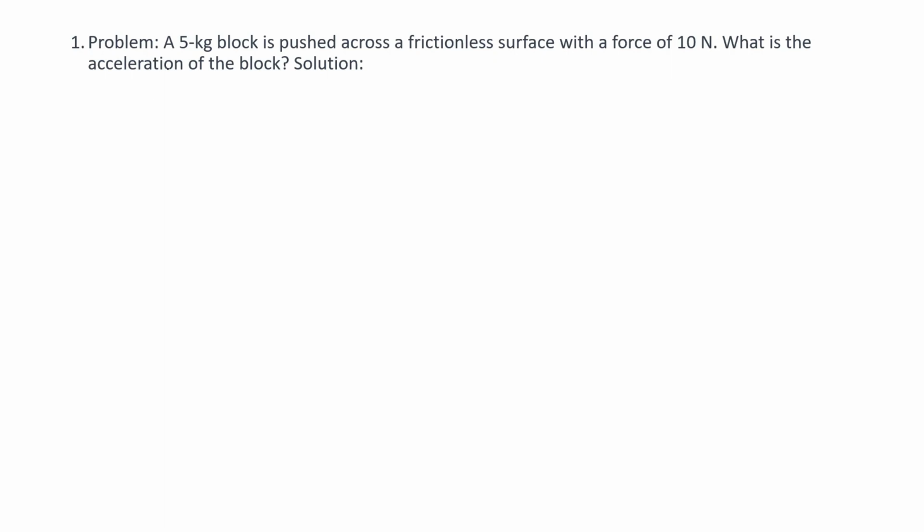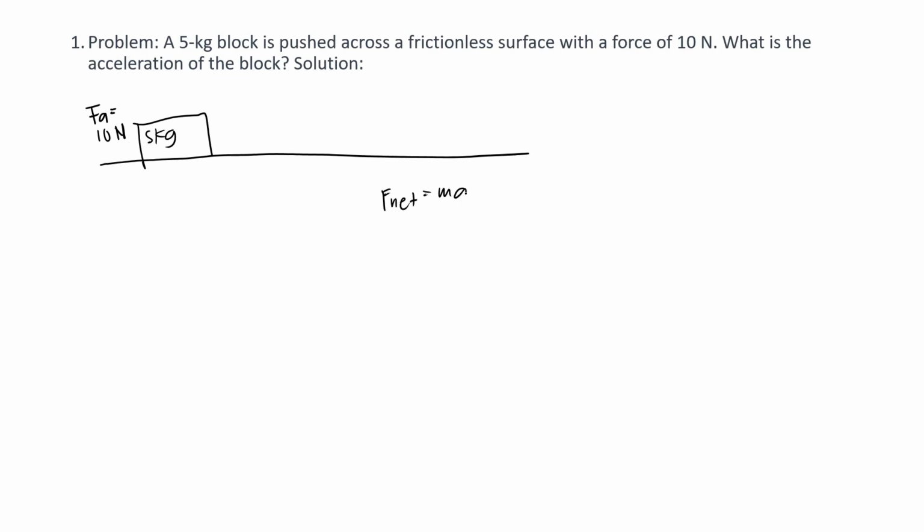Problem number 1, guys. A 5 kilogram block is pushed across a frictionless surface with a force of 10 Newton. What is the acceleration of the block? So let's draw, guys. A 5 kilogram block is pushed across a frictionless surface, so there is no friction, and Fa is equal to 10 Newton. That is the force exerted on the object. The question is, what is the acceleration of the block? We can apply the formula for net force, which is equal to ma.